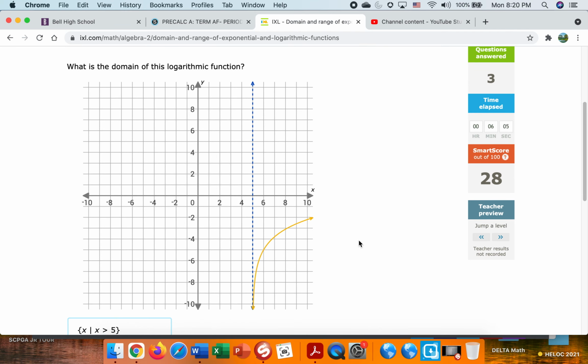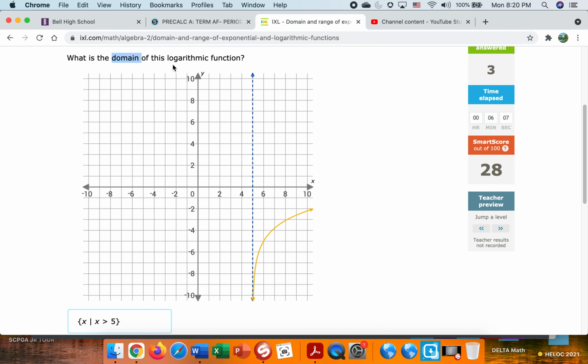What is the domain? Okay, here we go. Domain is what? Looking left and right.